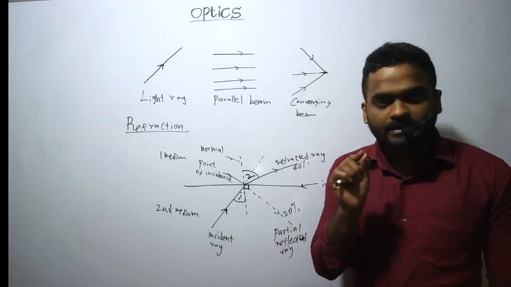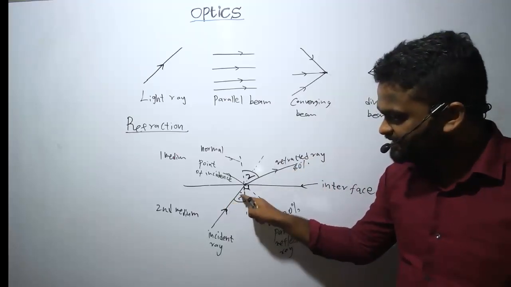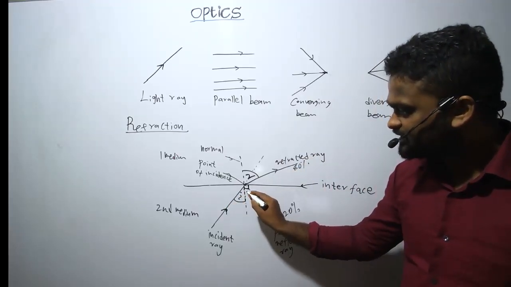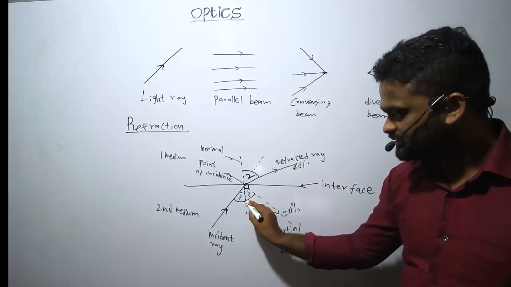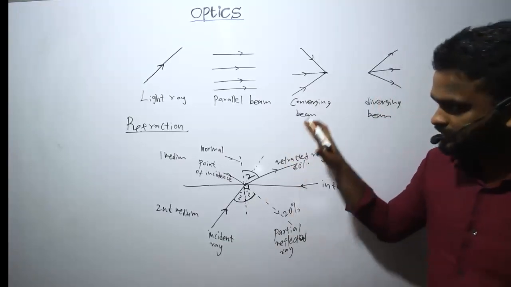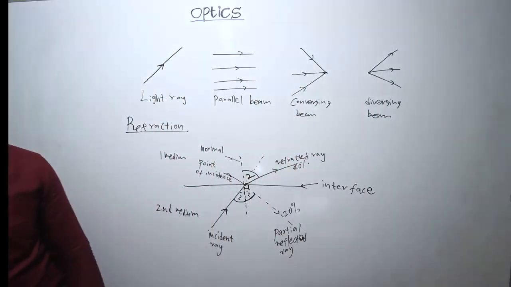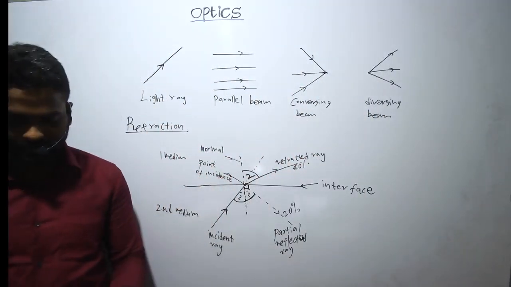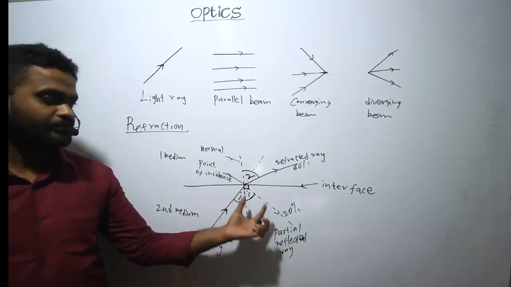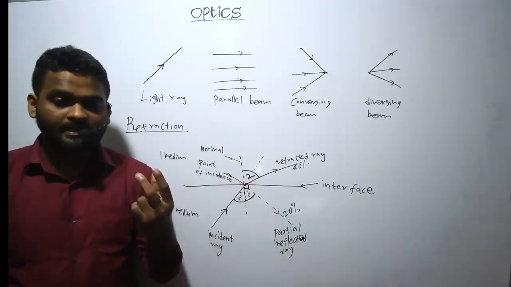You have learned reflection in O levels, so you know that the incident angle and the angle of reflection are equal. These are the basic principles that you need to understand under refraction. You need to name all these things. Every line has a name.